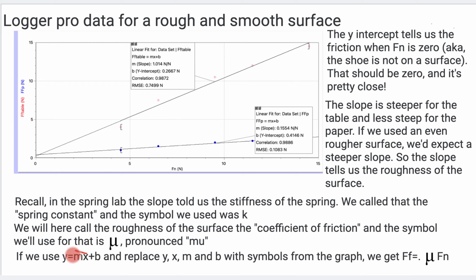And now we can take y = mx + b, which we've used before, and we replace y, x, m, and b with symbols from the graph. And we're going to get Ff = μ × Fn. So Ff, remember, is the y-axis, friction. Mu is the slope, so it's acting like m. Fn is the x-axis. And then b, like I said, was 0, so we don't write plus anything.